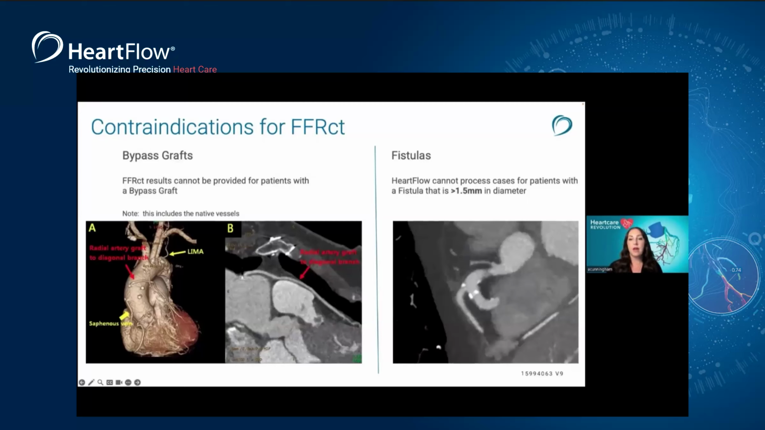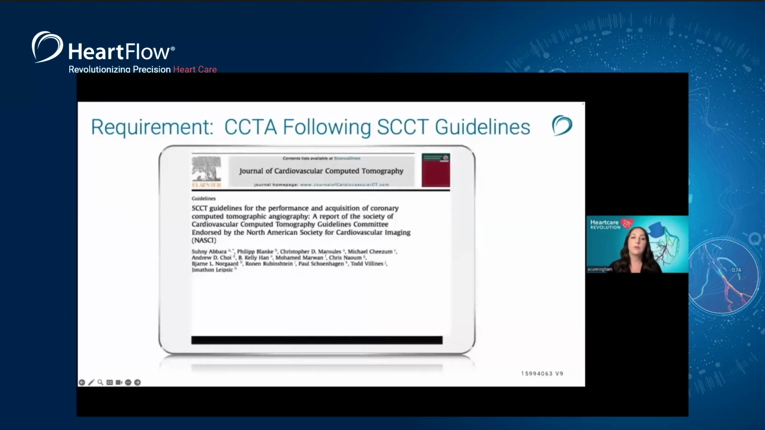Some fistulas can affect physiological changes in pressure and flow. For this reason, we cannot process cases with fistulas that are greater than 1.5 millimeters in diameter.